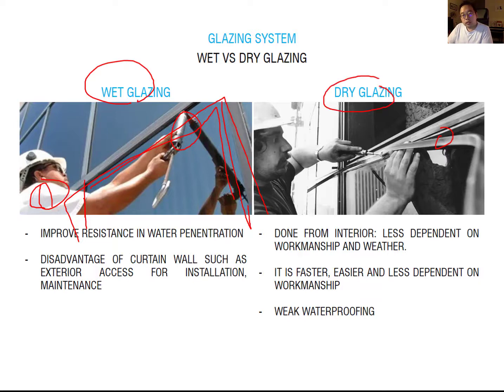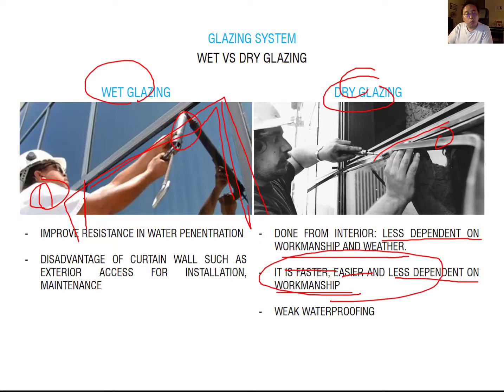What about the dry glazing? Dry glazing is less dependent on workmanship and weather, because dry glazing simply uses a preformed gasket. It means this is simply installed at the construction site. It is also installed from the inside. You don't need to install it from the outside. So it is faster and easier and less dependent on workmanship. For this reason, it is much lower cost compared to the wet glazing. That's why dry glazing is the more common way compared to the wet glazing.